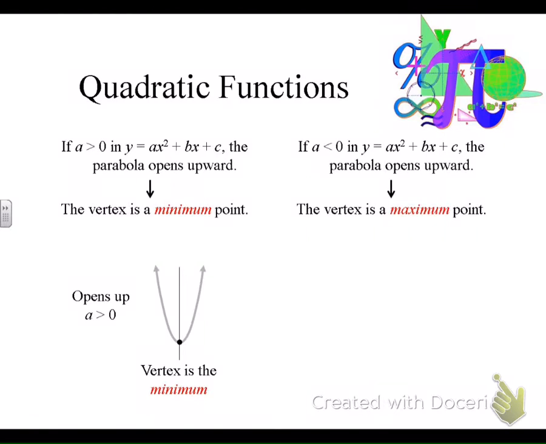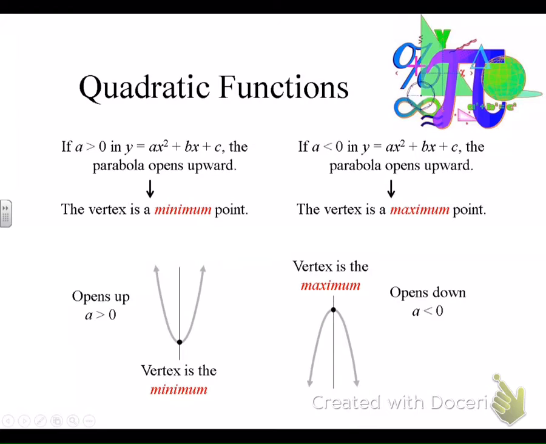But if I have a being less than 0, then my vertex is the maximum point, because when I graph my parabola, it's going to open downward. And the way that I remember this, I always think in my mind, negative people frown. So if a is less than 0, meaning if a is a negative number, my graph is going to be a frowny face. But if a is a positive number, a is greater than 0, then my graph is a happy face. Happy people are positive, negative people frown.